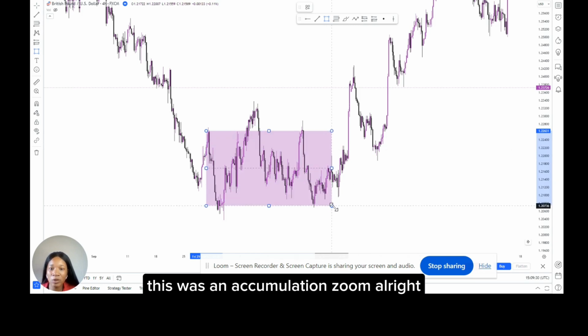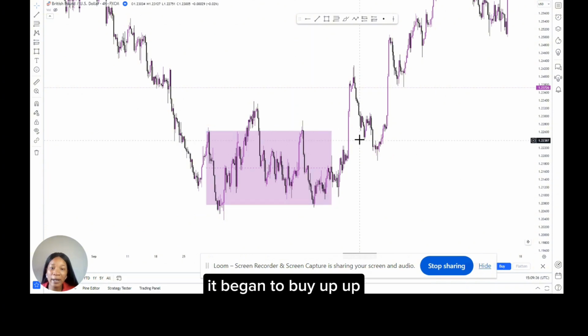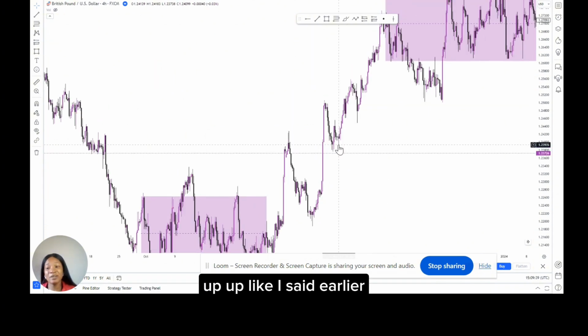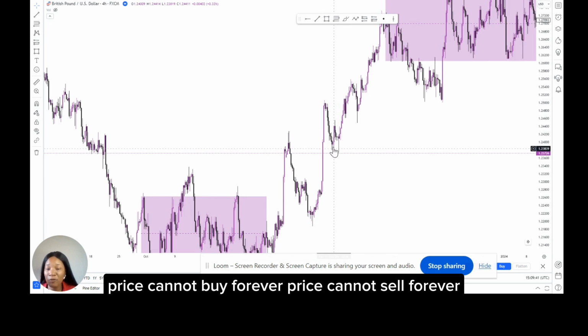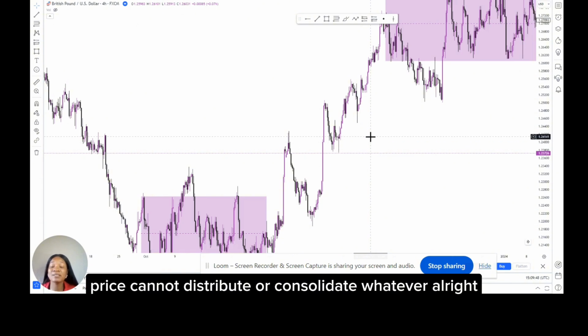This was an accumulation zone, all right? And after price finished accumulating, what did it do? It began to buy up, up, up, up. Like I said earlier, price cannot buy forever, price cannot sell forever, price cannot range forever, price cannot accumulate forever, price cannot distribute or consolidate forever.